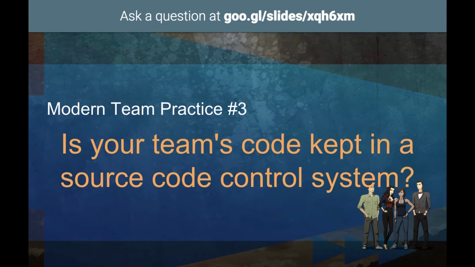Modern team practice number 3: is your team's code kept in a source control system? Revision history is key here. Now you might say, but we're not developers. Scripts can be source controlled too. A common example of this would be AutoPkg recipes, Munki repositories, first boot scripts that you use, plists. A lot of common ones are Apple ARD configurations.